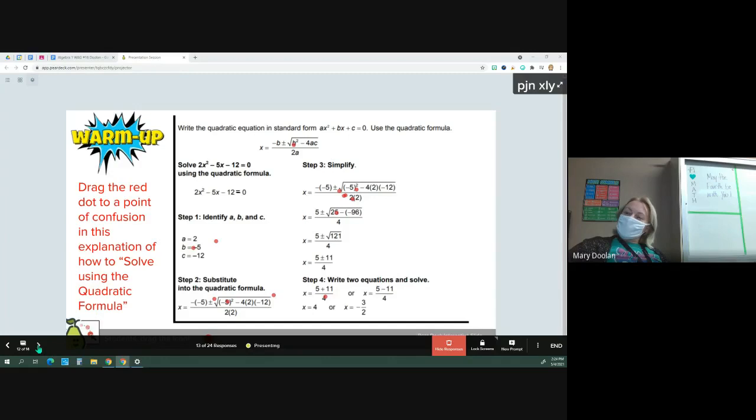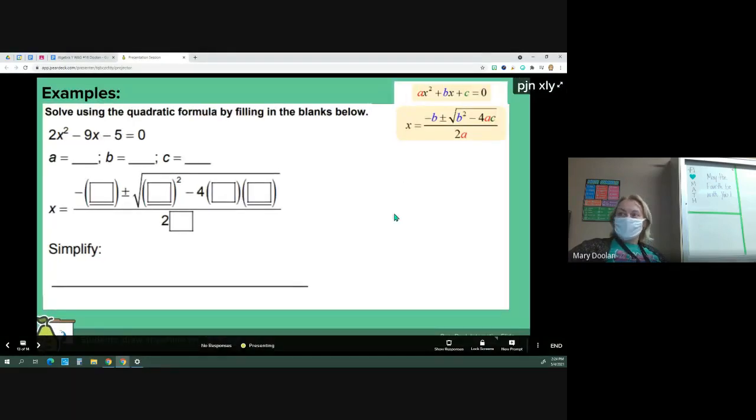All right, so I'm going to move us to this slide here. We're going to solve using the quadratic formula by filling in the blanks below. And up here in the corner, I put the standard form of a quadratic equation, where you have ax squared plus bx plus c on the left of the equal sign, and on the right-hand side, we have it equal to 0.